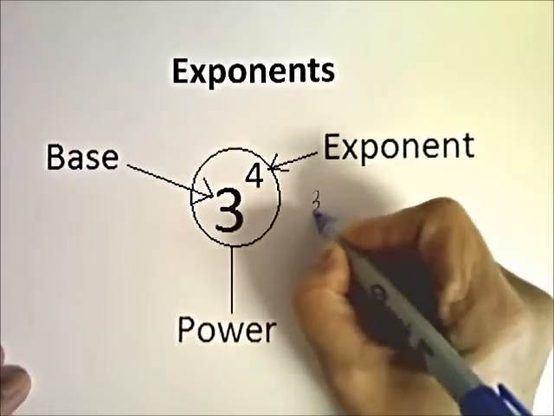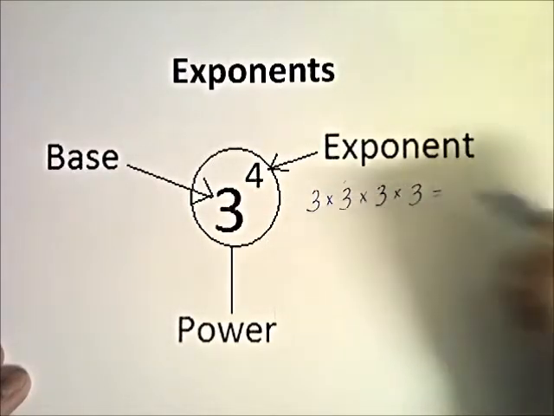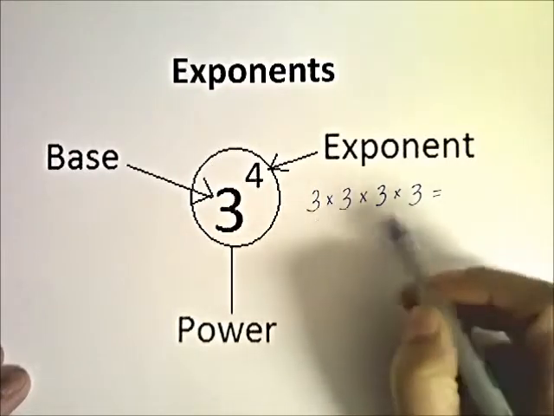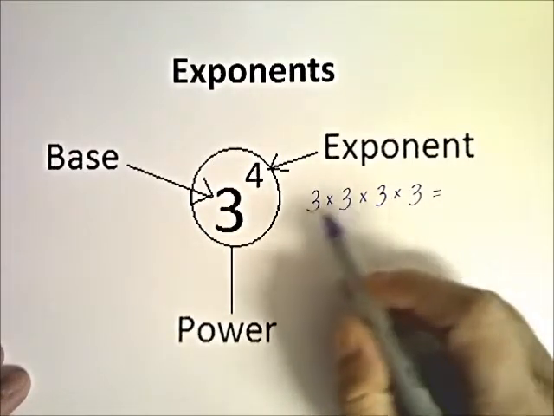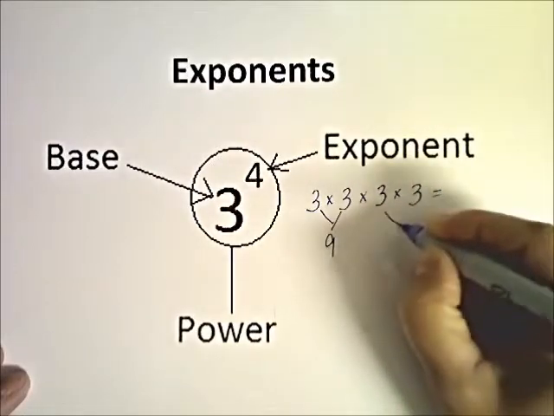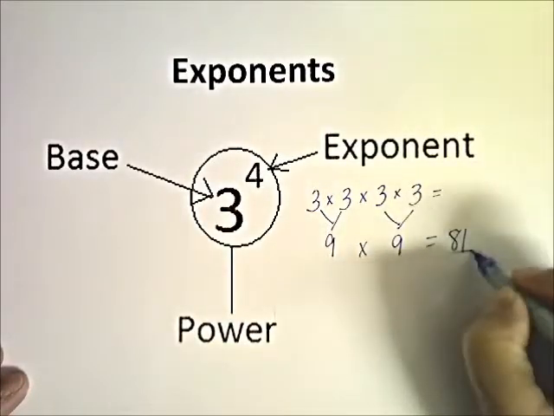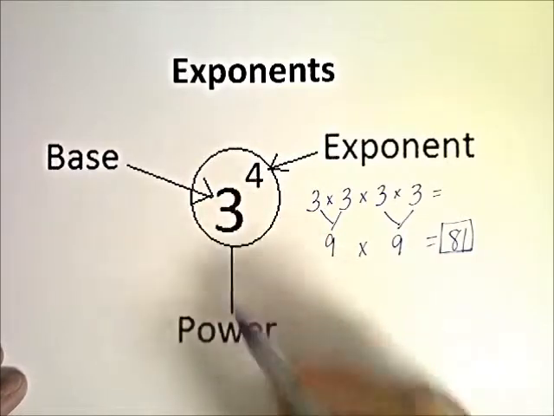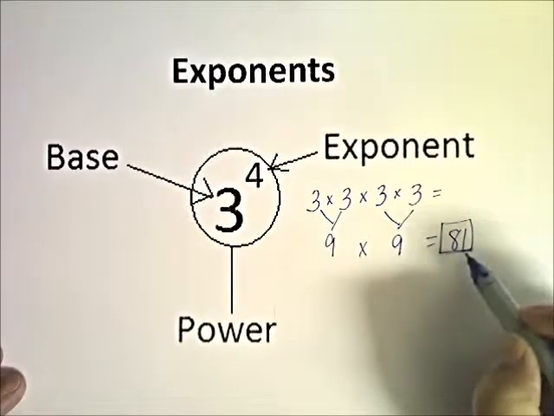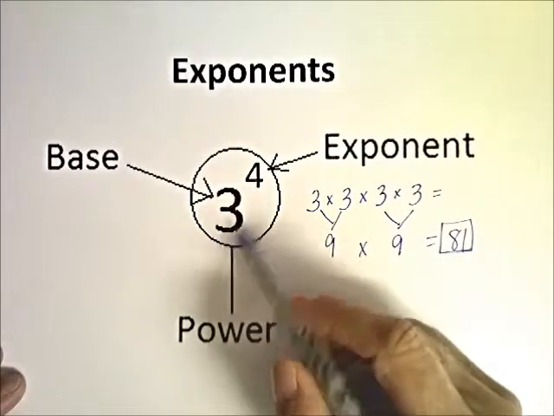And what that means is 3 times 3 times 3 times 3. We can work it all the way across, or we can work it in any order because of the commutative property, which says that we can multiply in any order and still get the same answer. So we can say 3 times 3 is 9, and then 3 times 3 is 9. And 9 times 9 is 81. So that is the solution to this exponential expression. This is how we would simplify it or evaluate it or just solve. Sometimes it might even say, what is the value of this exponential expression? So the value would be 81.